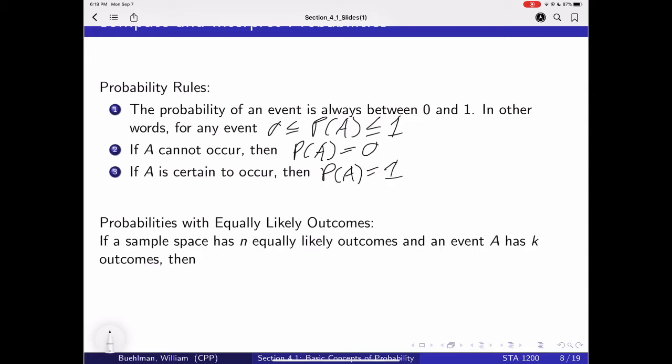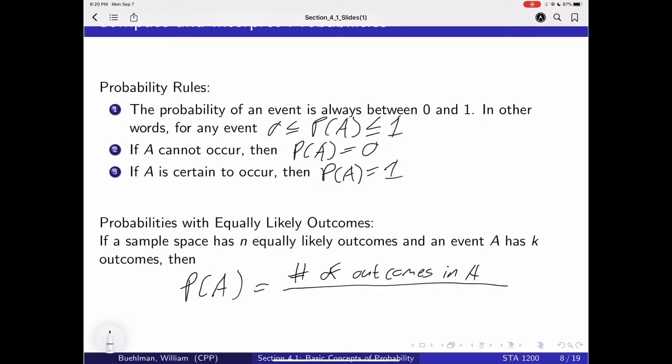Probabilities with equally likely outcomes. If a sample space has n equally likely outcomes and an event A has k outcomes, then the probability of A is equal to the number of outcomes in A divided by the number of outcomes in the sample space, which is equal to k over n.